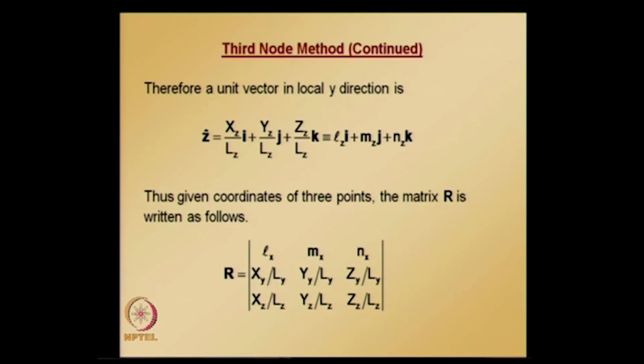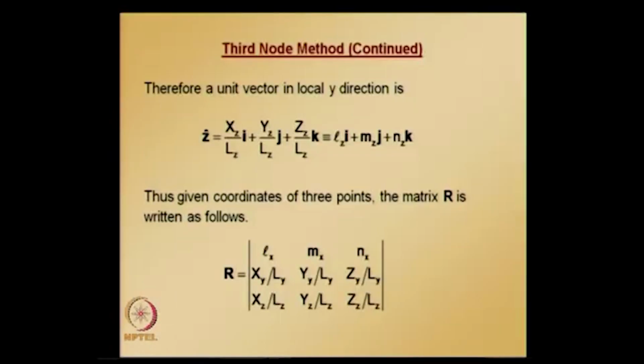Thus, given the coordinates of 3 points, that is the coordinates of the nodes, or the coordinates of the end points of the frame element, along with that if a third node is specified, we can do this vector analysis to get the rotation matrix, and the rotation matrix can be obtained in this manner, where the details of all the components of this rotation matrix are repeated once again here.